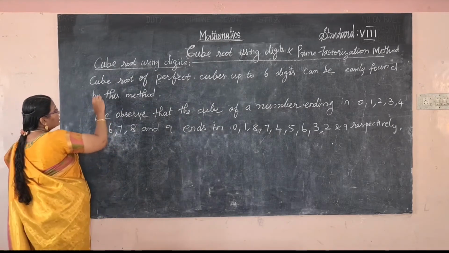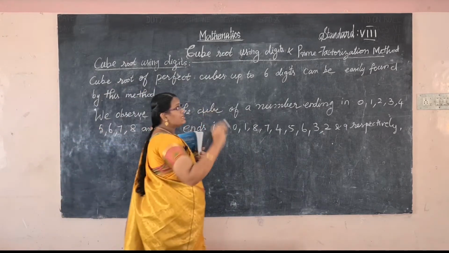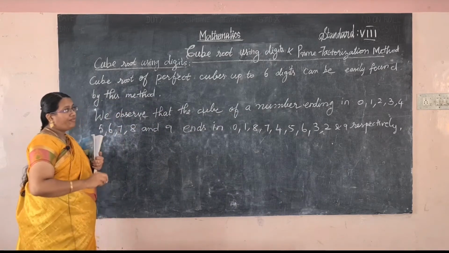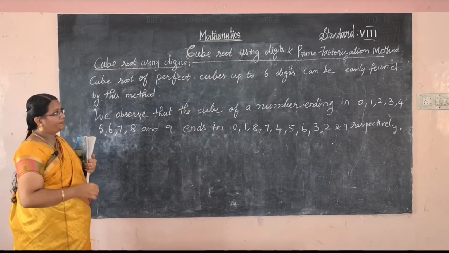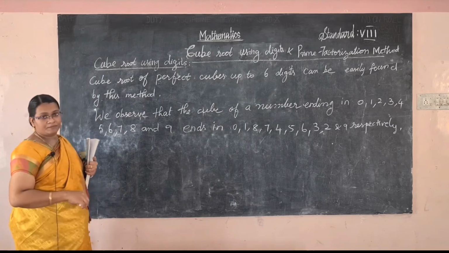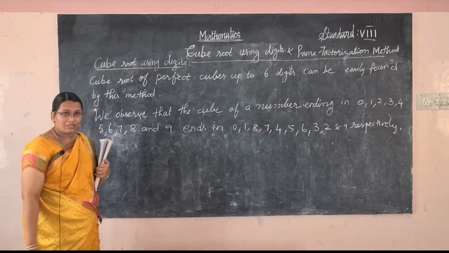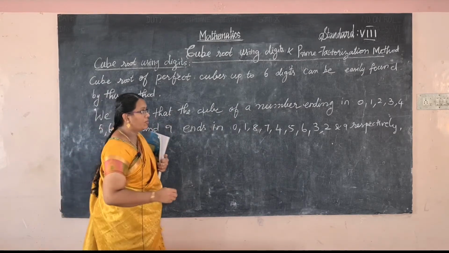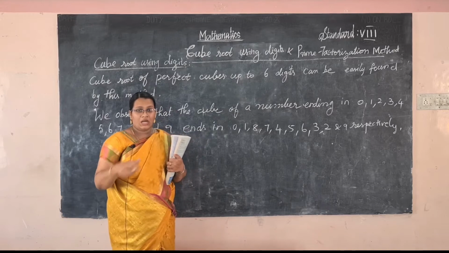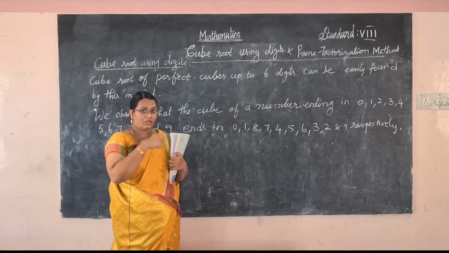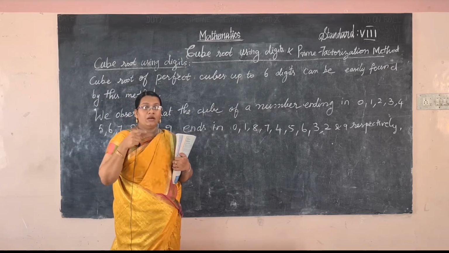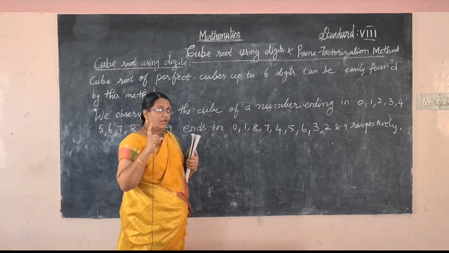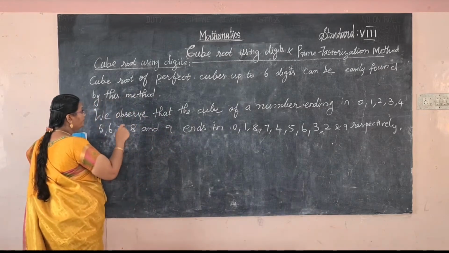The cube root of perfect cubes up to 6 digits can be easily found by this method. Find out the perfect cube. We observe the cubes of the numbers, which you already know. In the first video on cubes, we wrote the cubes of all natural numbers up to 15. Remember that table.